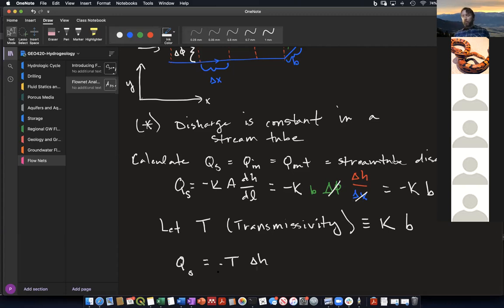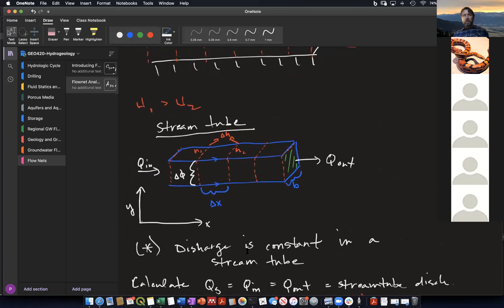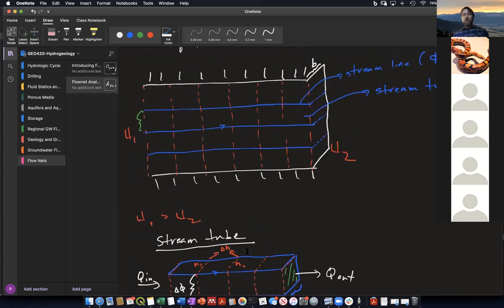All right, so this is an important equation. This gives us the discharge from a single stream tube. Now, what do you think? How could I calculate the discharge through this entire aquifer? If I've calculated it through one stream tube, how could I calculate it through my entire flow net? Any ideas?